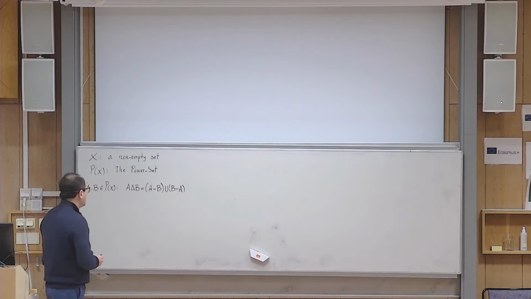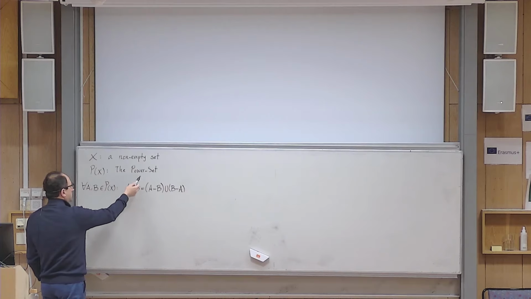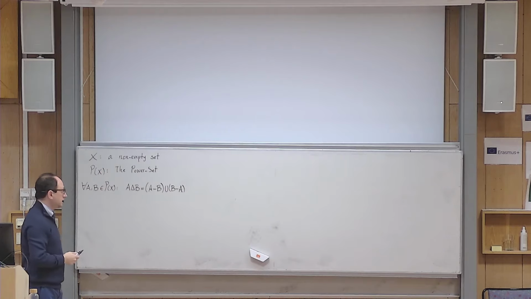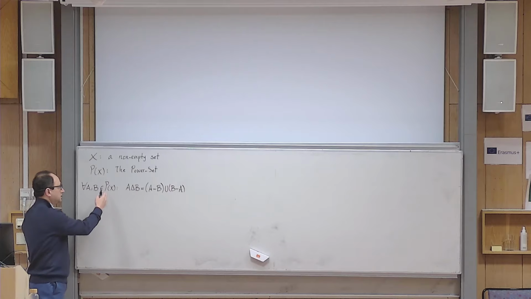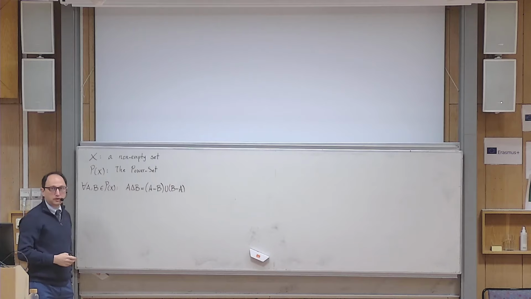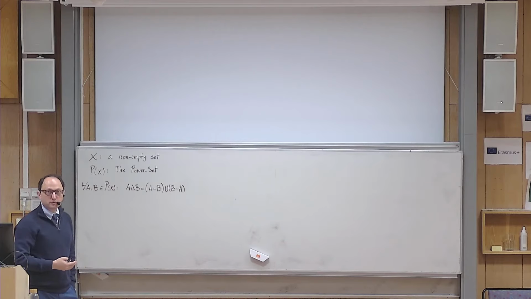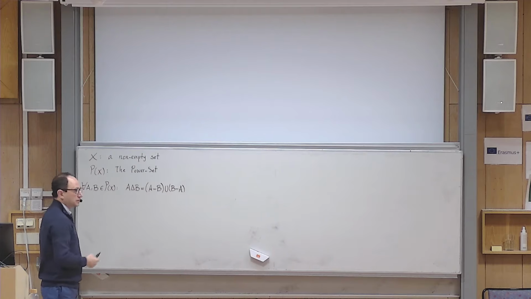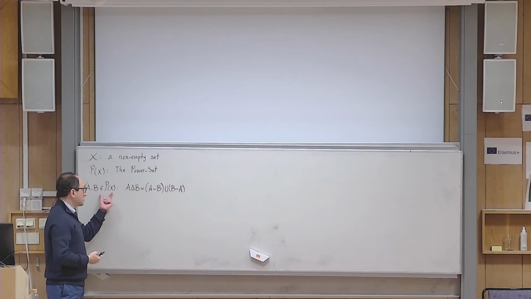Okay, so now we have a non-empty set and P of X is the power set, the set consisting of all subsets of the set X. We pick up two elements from P of X and define A delta B. In this way, we want to show that P of X forms an abelian group with this operation delta defined on P of X. The first thing we have to prove is to show that this operation is indeed well defined. In other words, my set is closed under this binary operation.